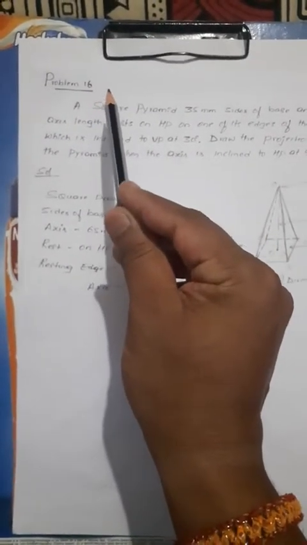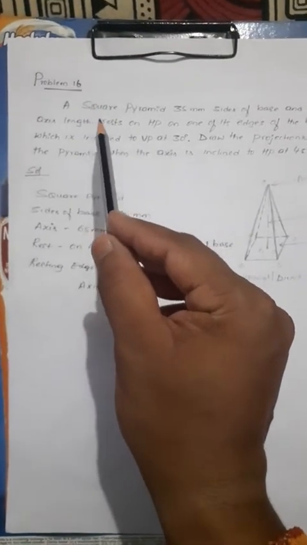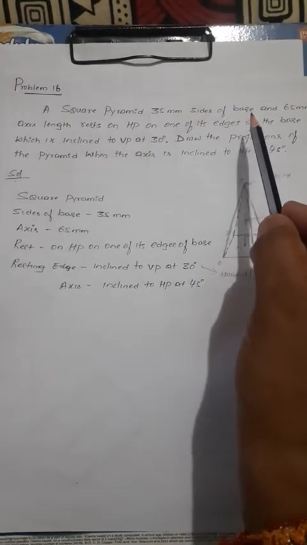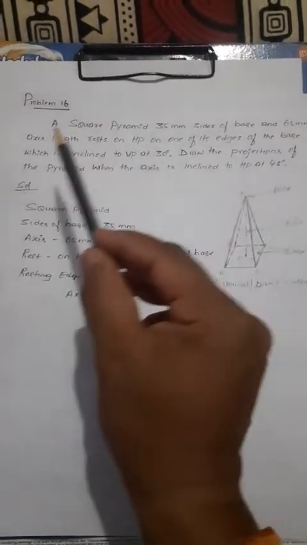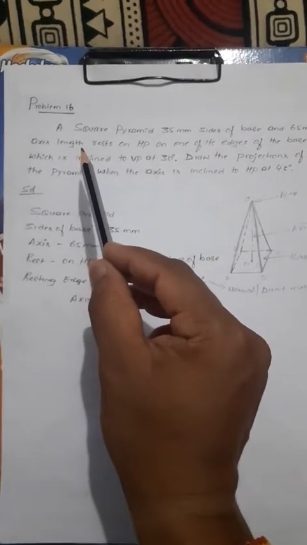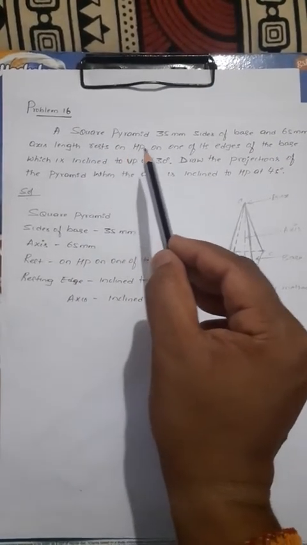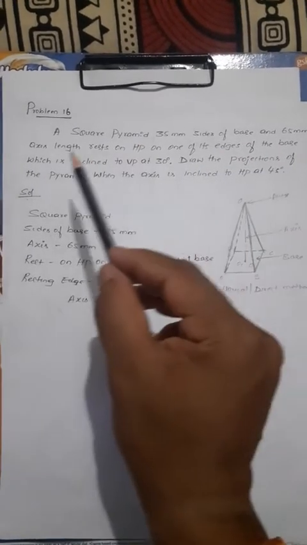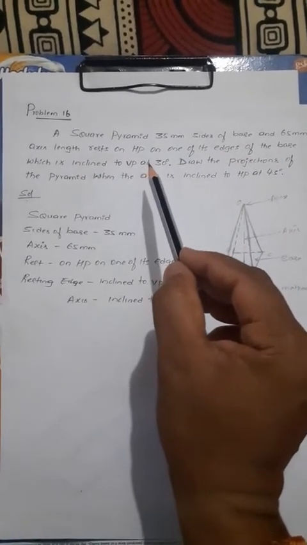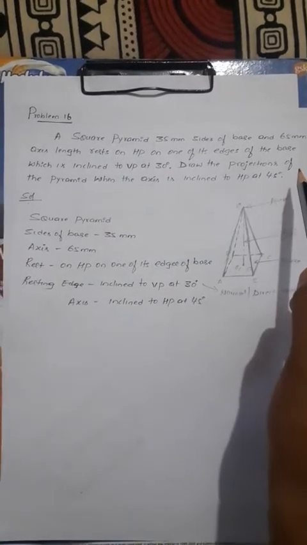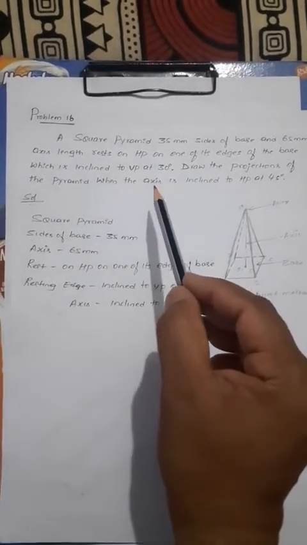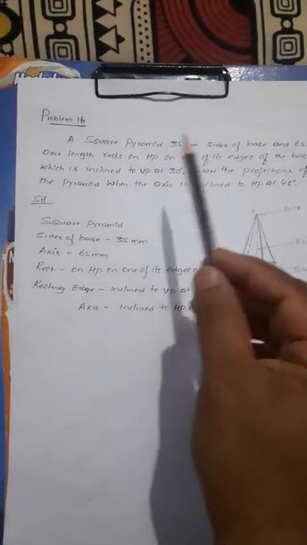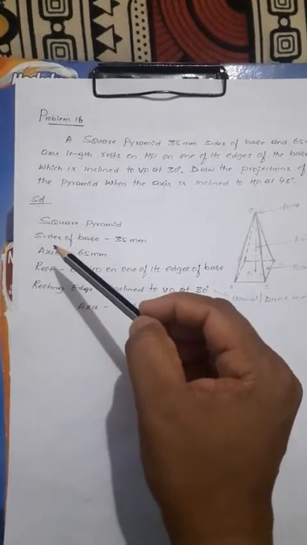Problem number 16: a square pyramid, 35 mm sides of base and 65 mm axis length, rests on HP on one of its edges of the base, which is inclined to VP at 30 degrees. Draw the projections of the pyramid when the axis is inclined to HP at 45 degrees. Now read the problem once or twice, then write the given data.